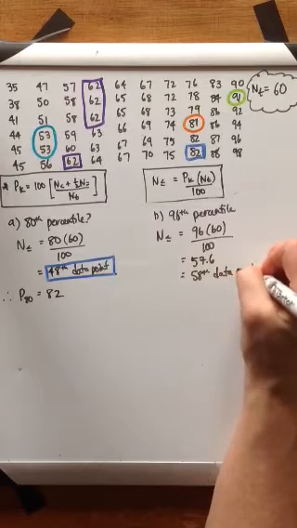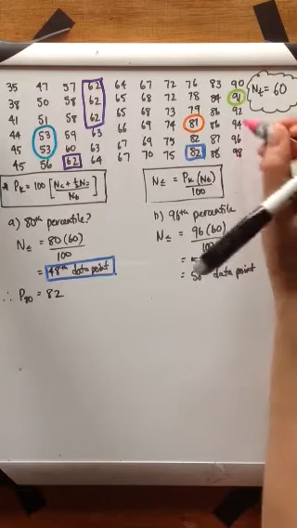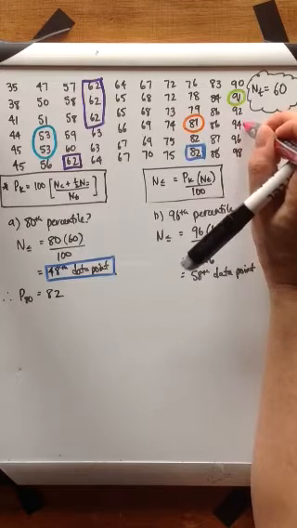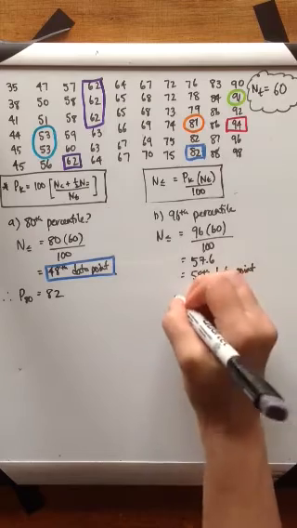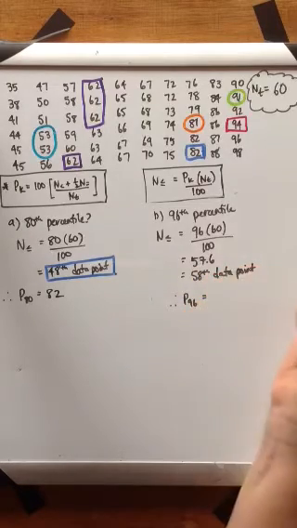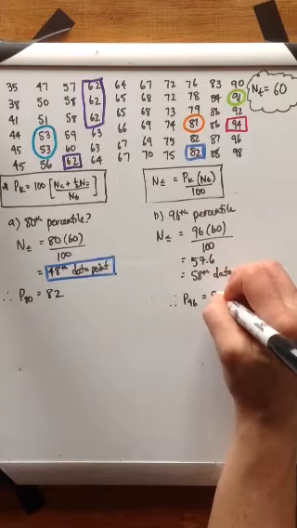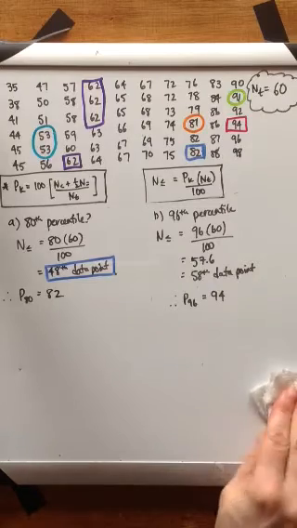Now, because we have 60 all told, I'm thinking it's probably going to be easier to work backwards than it is to work forwards. So if this is data point 60, this would be 59, this would be 58 right here. So therefore, the data point at the 96th percentile has a value of 94. And there you go.